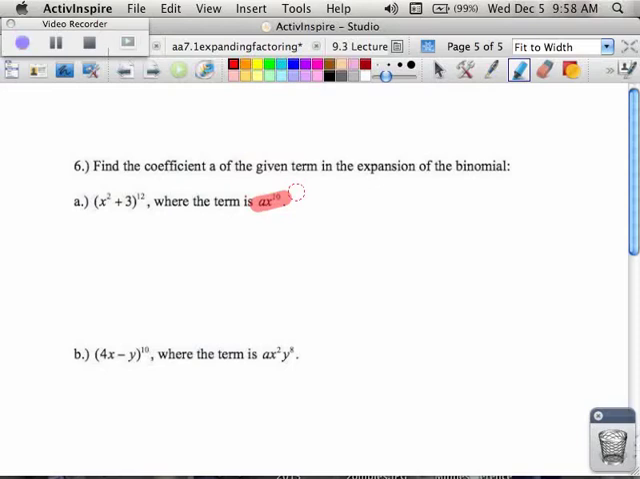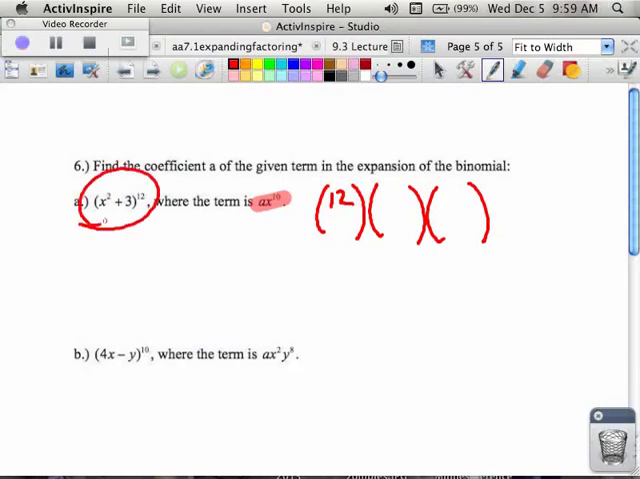That's super important. From our patterns that we learned just a little while ago, I know that I have to have 3 different parentheses. 1, 2, 3. I also know that from all of our patterns, the top number in the first parentheses will be 12, because that is the exponent in the original parentheses. I also know that the thing in the second parentheses is going to be x squared.